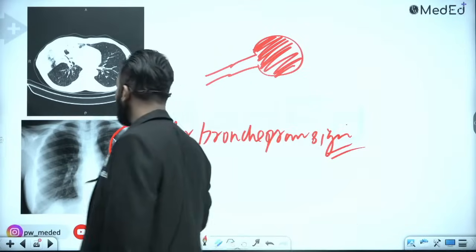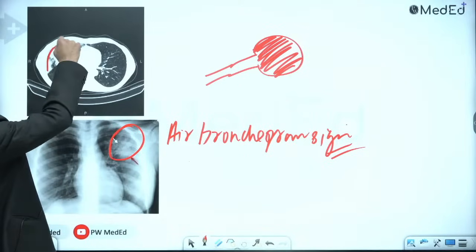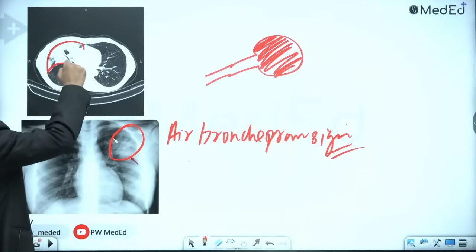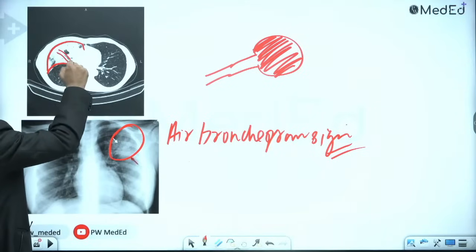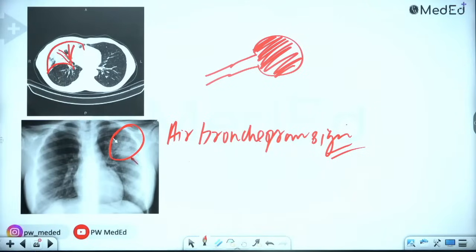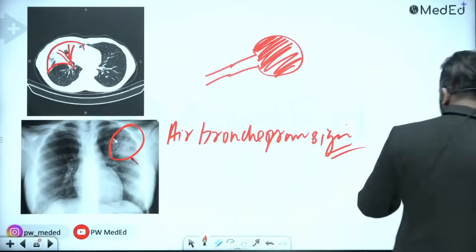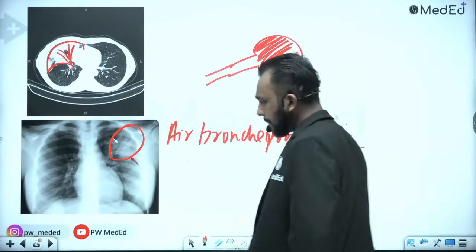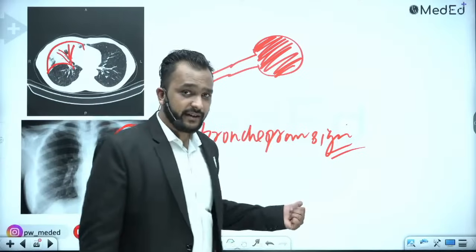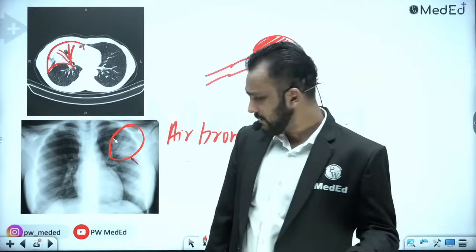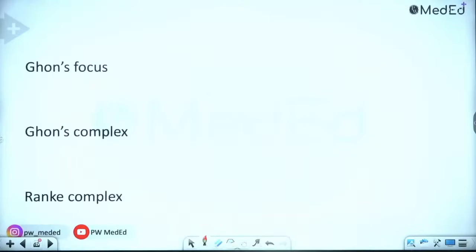And you can see the similar sign on CT also. You can see that there is some consolidation involving the right middle lobe, and within that consolidation you can see that bronchioles are running. Air bronchogram sign will be seen in consolidation. This can also be seen in patients with ARDS, pulmonary hemorrhage, pulmonary edema. In these patients also you can get an air bronchogram sign.